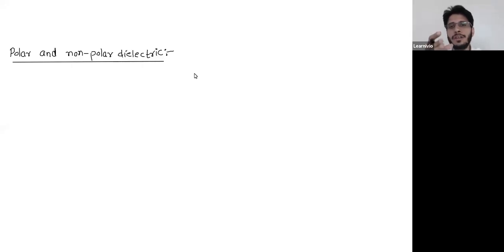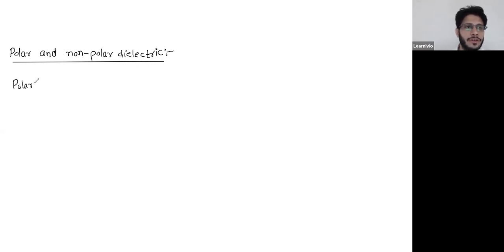Dielectrics are basically non-conducting materials. They don't have free electrons, so they can't conduct electrical effect, but still they can transfer electric effect through induction. We have discussed types of dielectrics. There are two types: one is polar and another is non-polar dielectric.